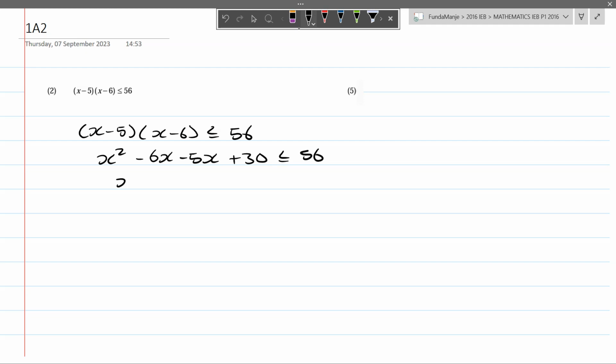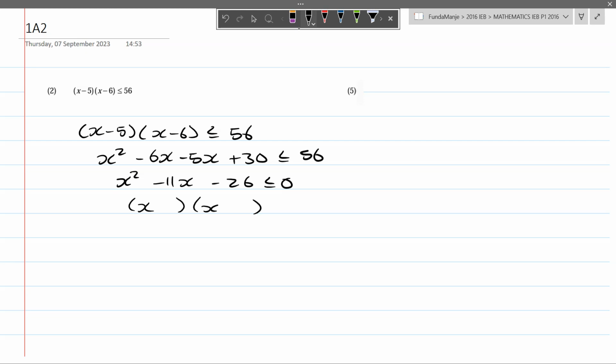Then we combine like terms. So minus 6 minus 5 will give us minus 11x. And then 30 minus 56 will give us minus 26, less than or equal to 0. Now since we have 0 on this side, we can form our two brackets, and we'll put the placeholders x and x.